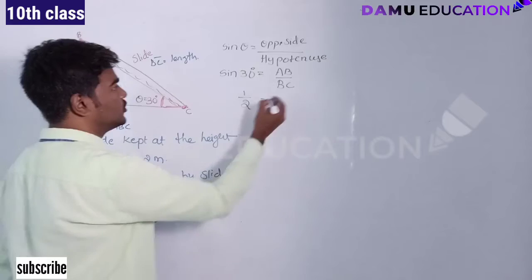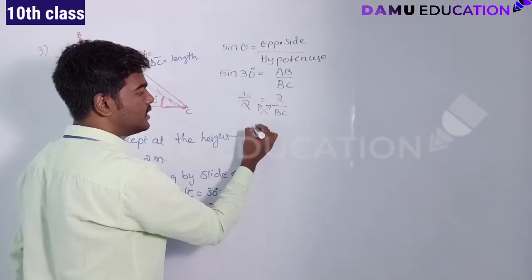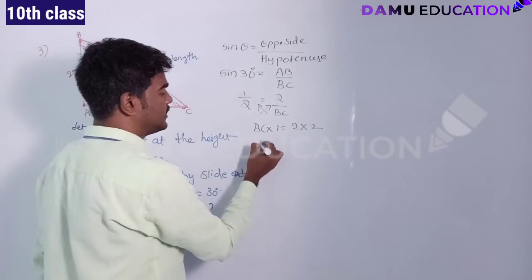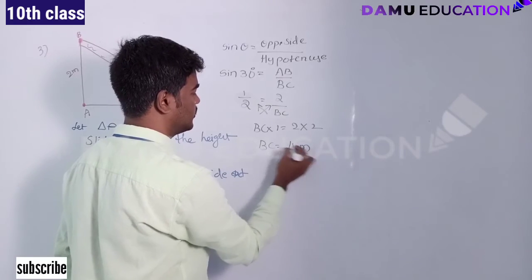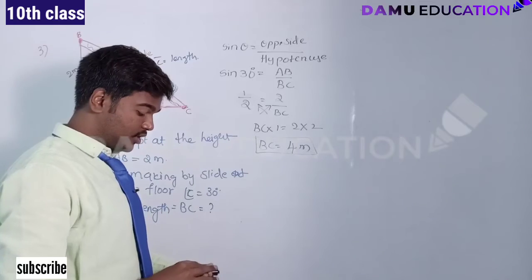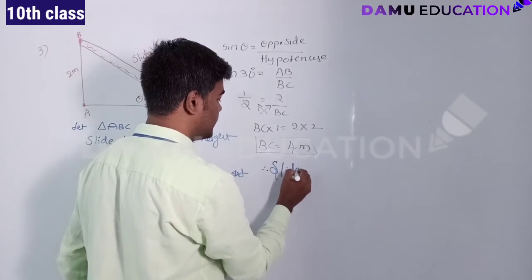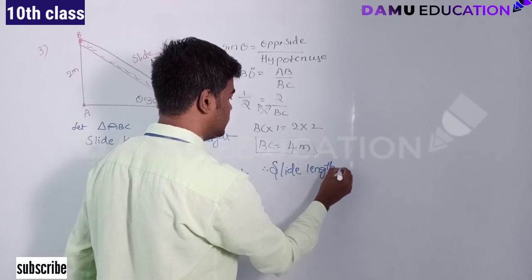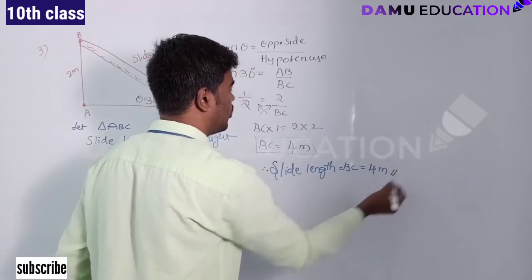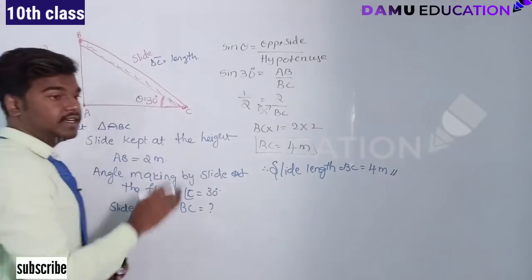AB is equal to 2, so 2 by BC. Then cross multiplying, BC into 1 will be equal to 2 into 2. We can write BC will be equal to 4 meters. Therefore, the length of the slide will be equal to BC, which is 4 meters.